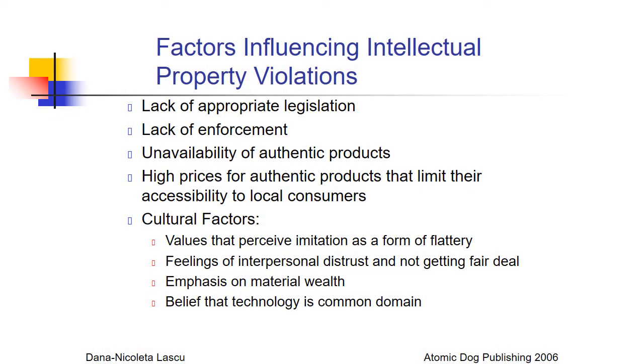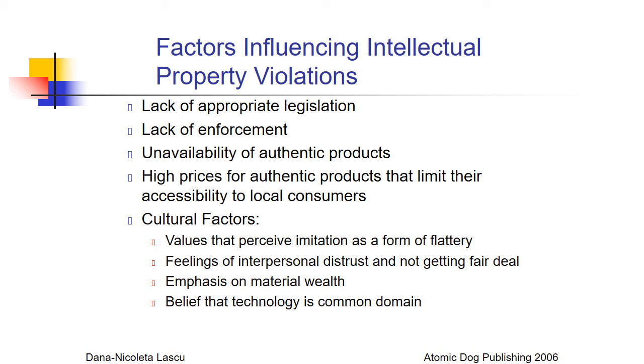So these can be the factors that influence intellectual property violations. I'm not going to spend much time here. One reason for intellectual property violations can be lack of appropriate legislation. Sometimes the legislation is there, but there is no proper enforcement. That can be another reason. The legal environment really covers intellectual property, but there is no body to enforce the law. That can be a problem.